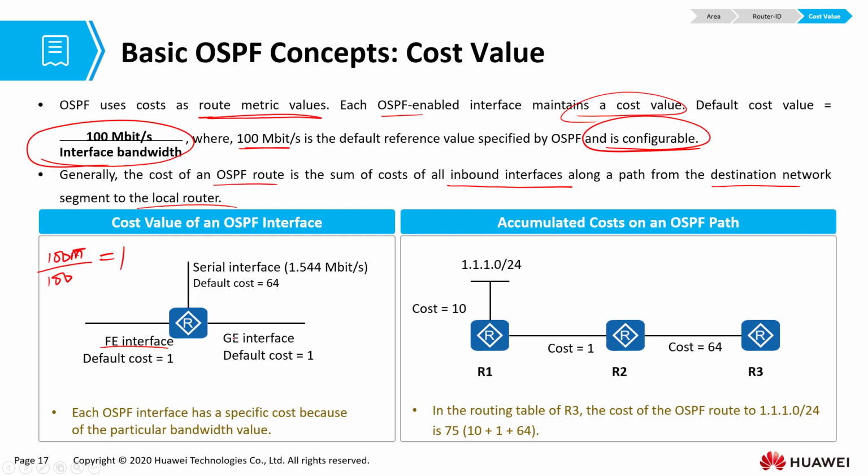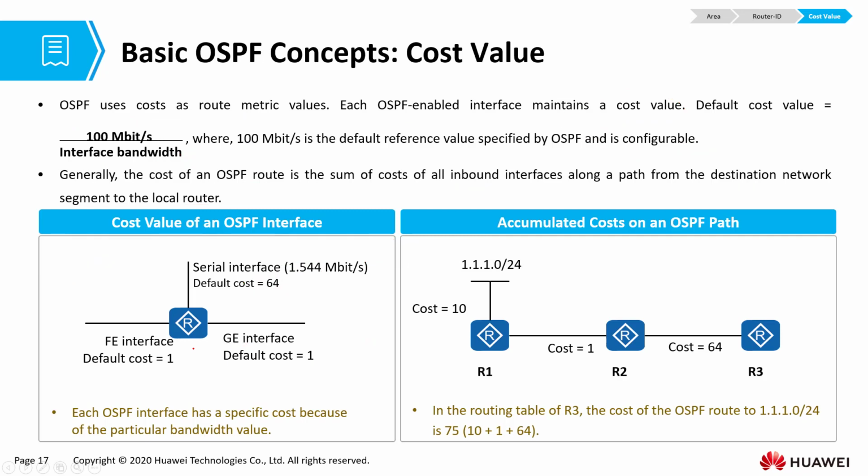So let us look at an interface that has 1,000 megabits per second. 100 reference bandwidth over 1,000 gives us 0.1, but cost cannot be less than 1, so that would be rounded off to 1. Now, a serial interface has 1.544, and if you do 100 divided by 1.544, we are going to get 64 as the cost. But you clearly see it's going to be a problem. We want our cost to be dependent on the bandwidth, but based on our formula here, if an interface has 100 megabits per second, and an interface that has 1,000 megabits per second, and one that has 10,000 megabits per second, all of them are going to have an OSPF cost of 1.